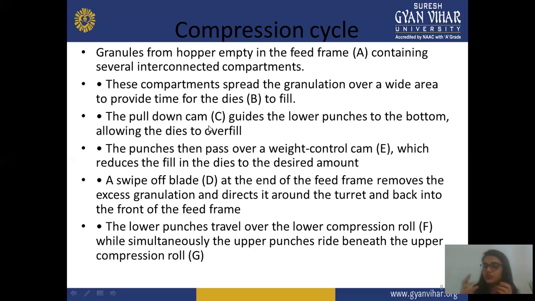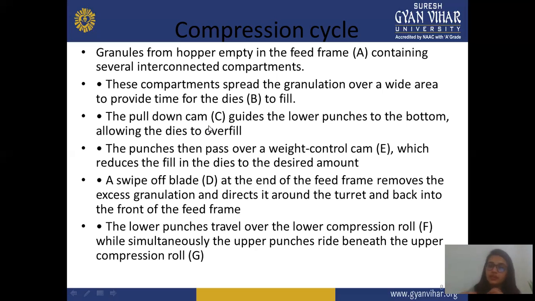Means first you fill the hopper, then point A goes to point B, and after point B it passes to point C, in this to overfill. Then from point C it goes to point E, where the excess amount of the material gets removed and the weight control is done. After this E part, it goes to the D part, known as the storing part of the back front feed frame. And then after D, it goes to the F part, that is the compression roll.